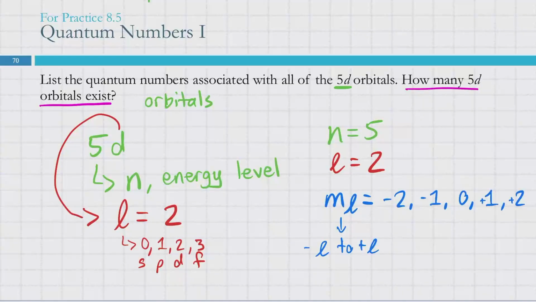So how many orbitals do we have? How many of these numbers do we have? 5. We have 5 orbitals. And these are all going to have the same designation, N equals 5 and L equals 2.